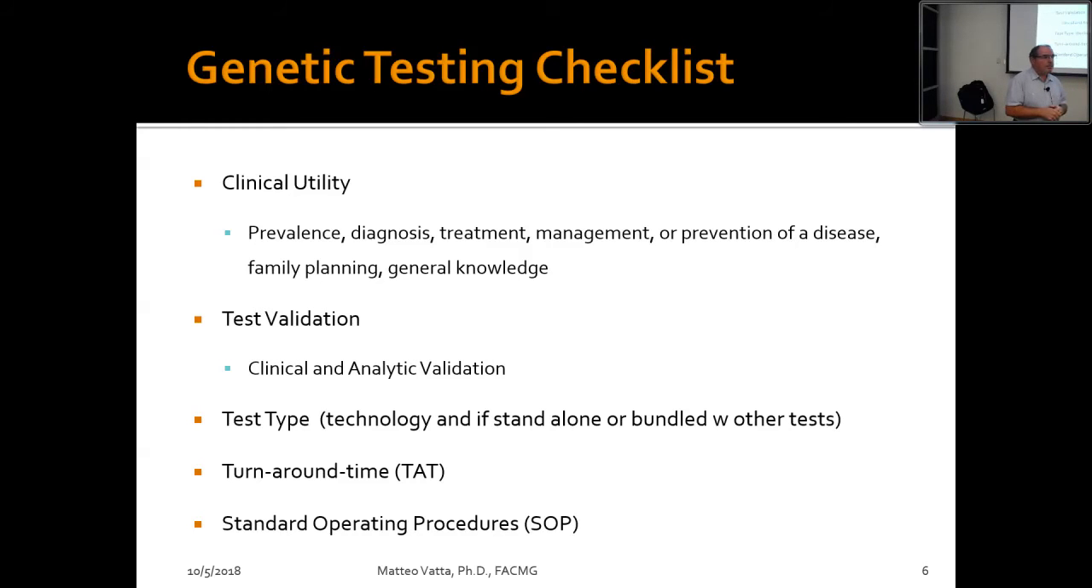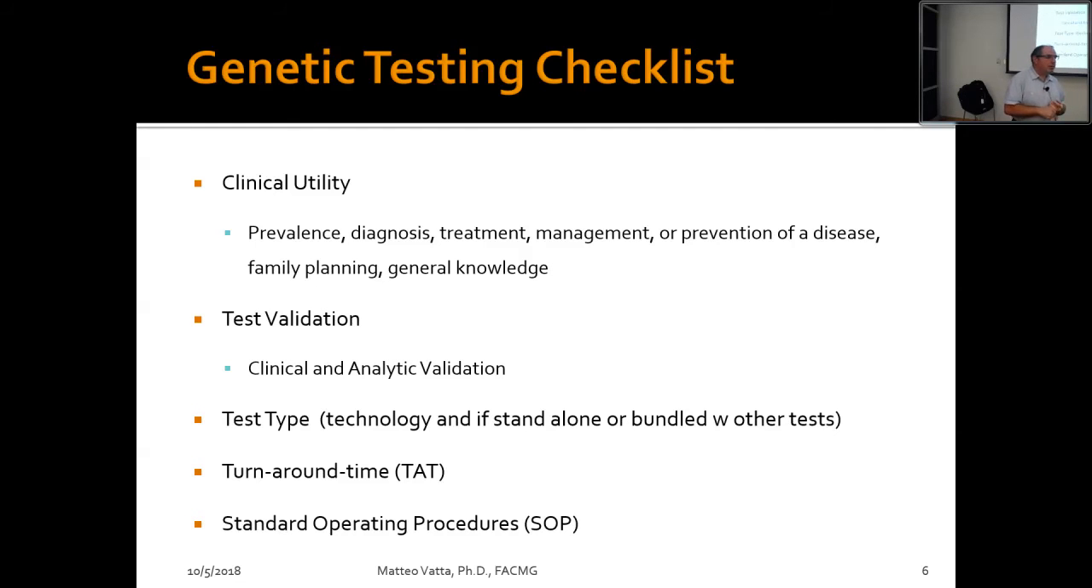In other cases, for instance, Fragile X or Huntington disease, you need a technology that is able to detect an expansion. And currently, with short reads, unfortunately, next generation sequencing, for instance, is not able to do it effectively. So the test type is very important.